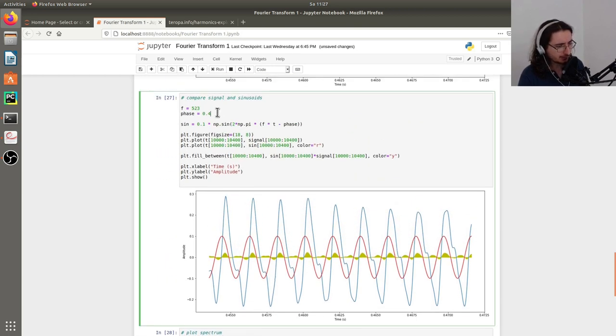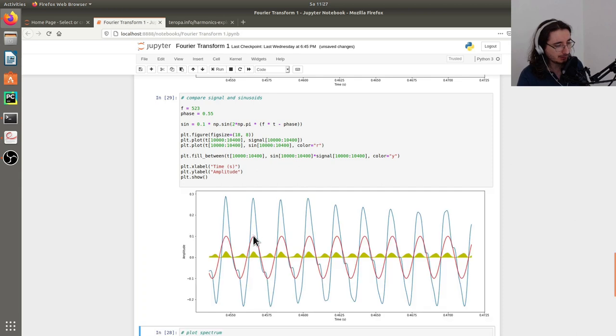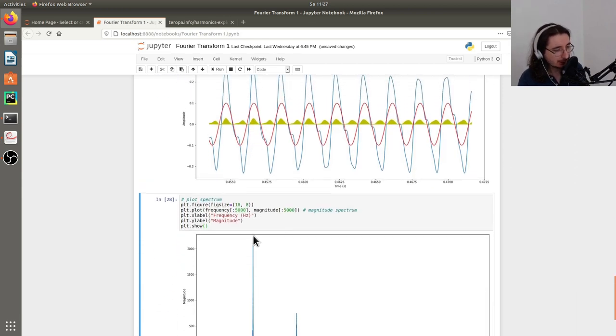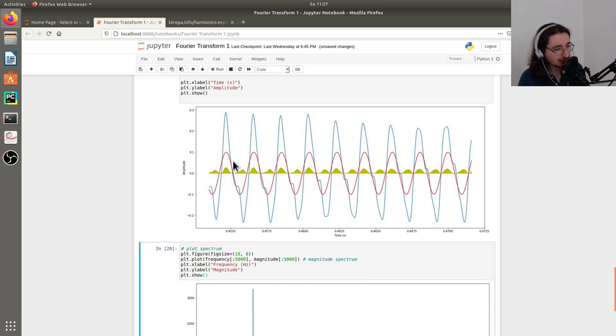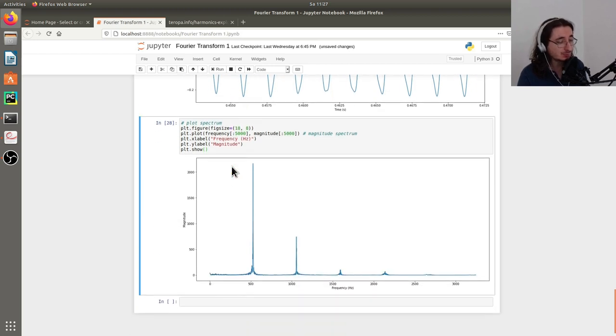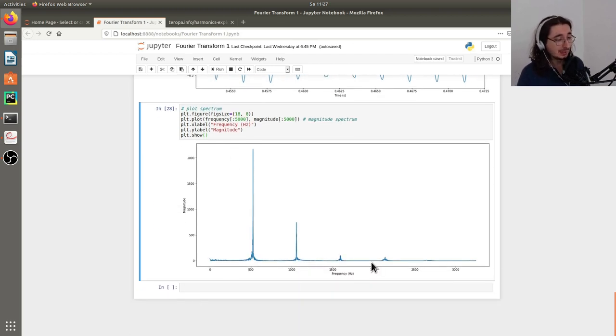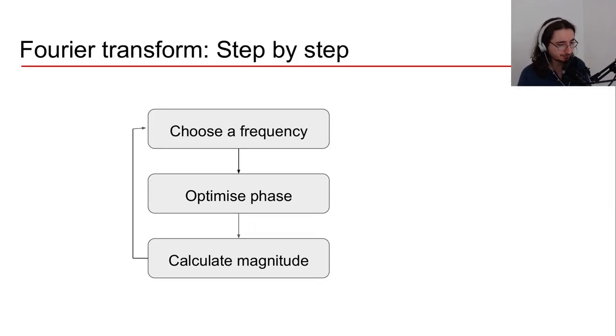So let's just go back to the best phase that I could find, so 0.55. As you can see here, the nice alignment between the sinusoid at 523 hertz and the original signal is reflected in the power spectrum here, and that's because we have this peak in the magnitude around 523 hertz. So that tells us that we have this high level of similarity between the sine wave, the pure tone at 523 hertz, and the original signal.